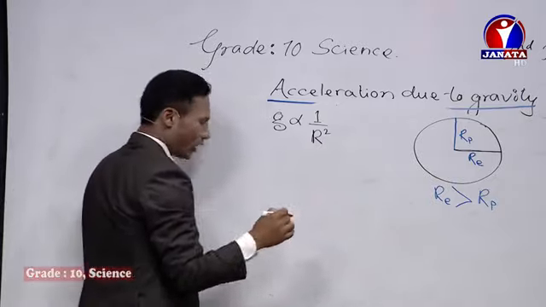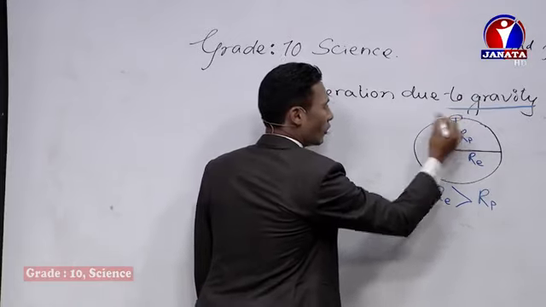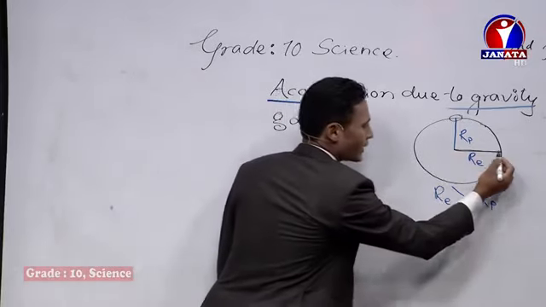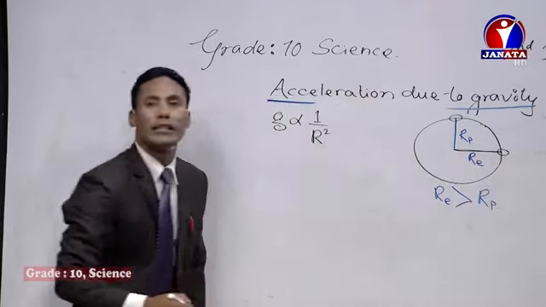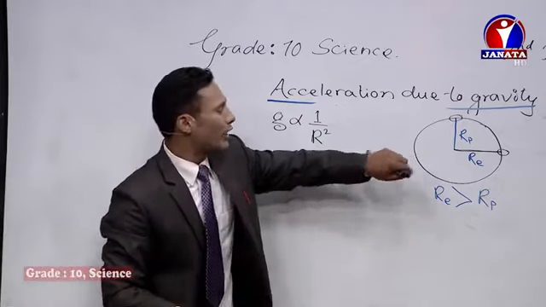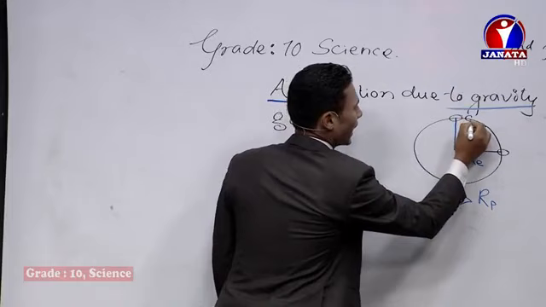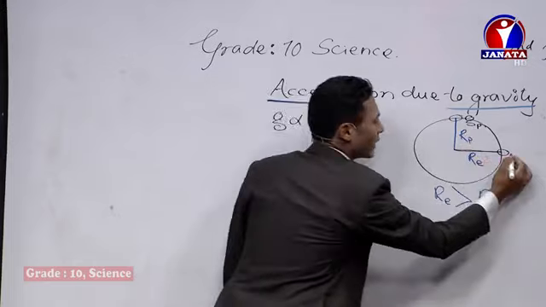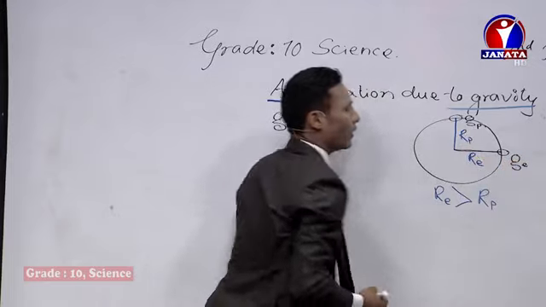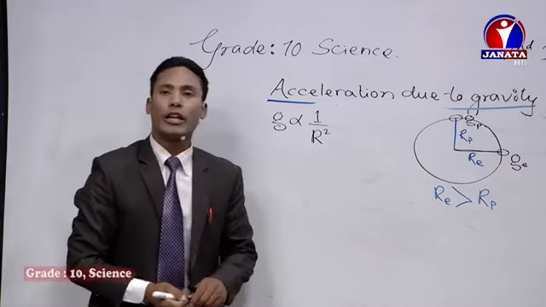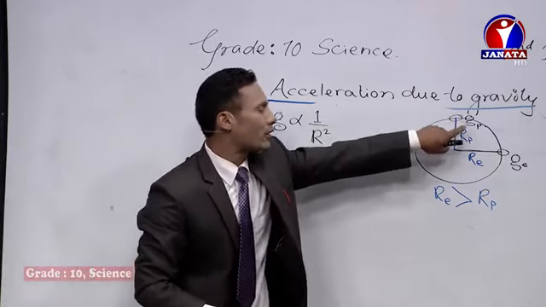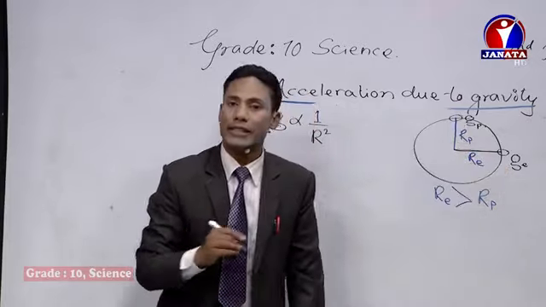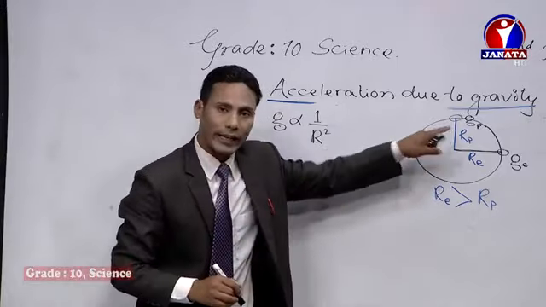Now the value of acceleration due to gravity at the pole is more than the value at the equatorial region. What I mean is, if I check the value of g here, this is the acceleration due to gravity at the polar region, and this one is the acceleration due to gravity at the equatorial region. So if we check the value, the acceleration due to gravity at the polar region is more than at the equatorial region. Why is the value more here? So let's check.